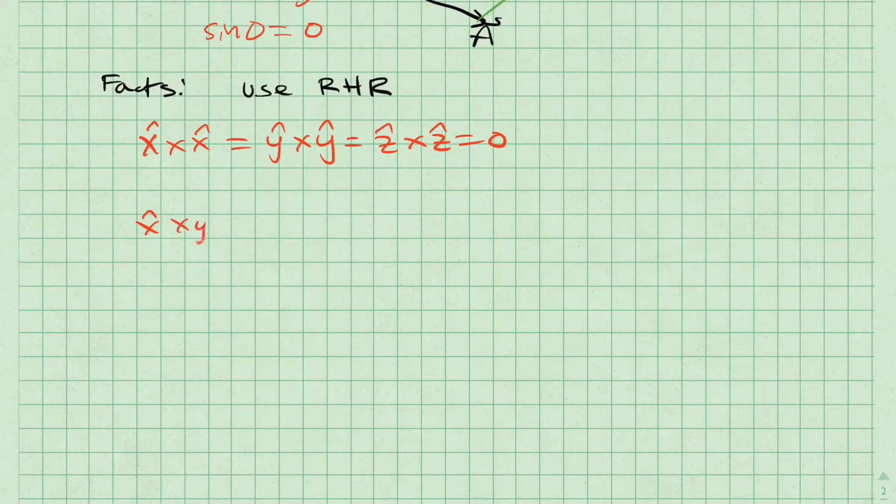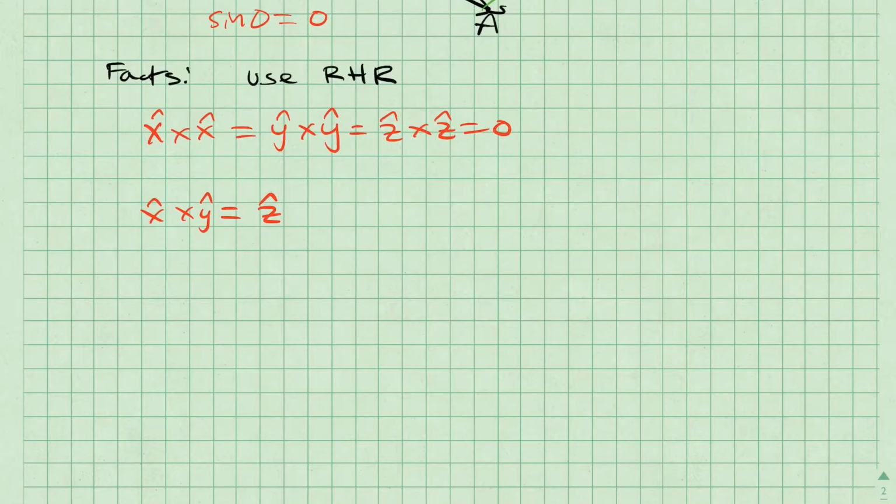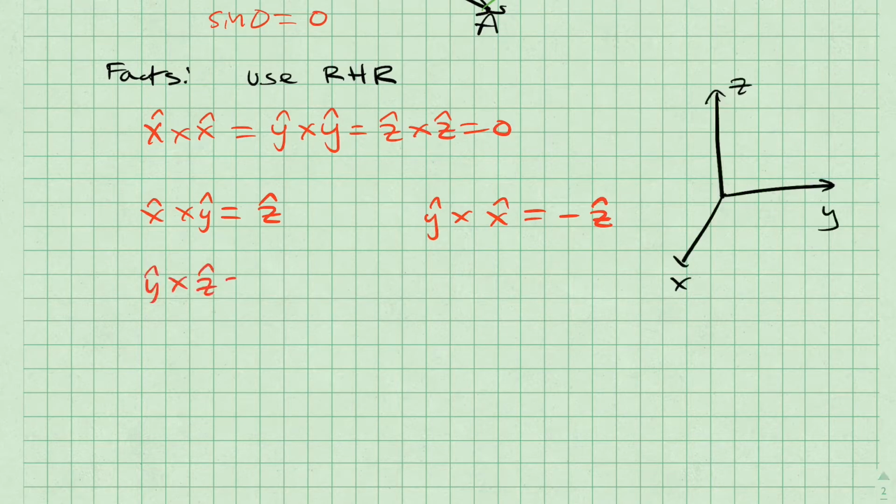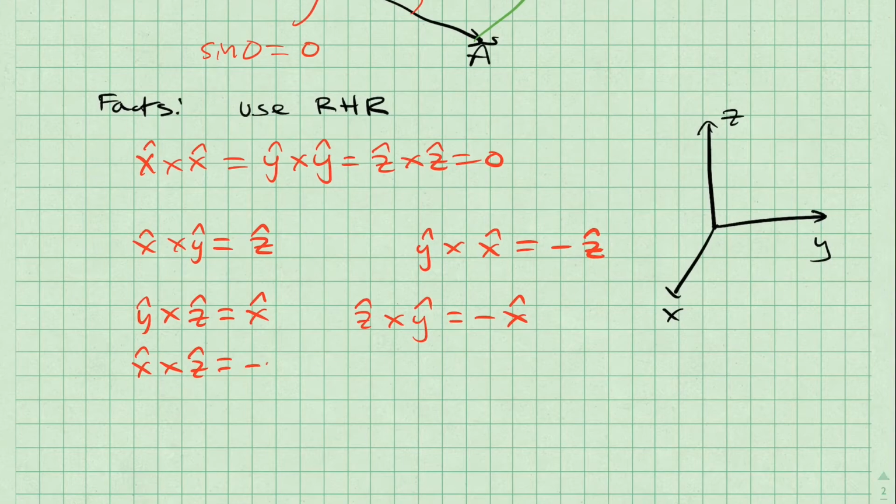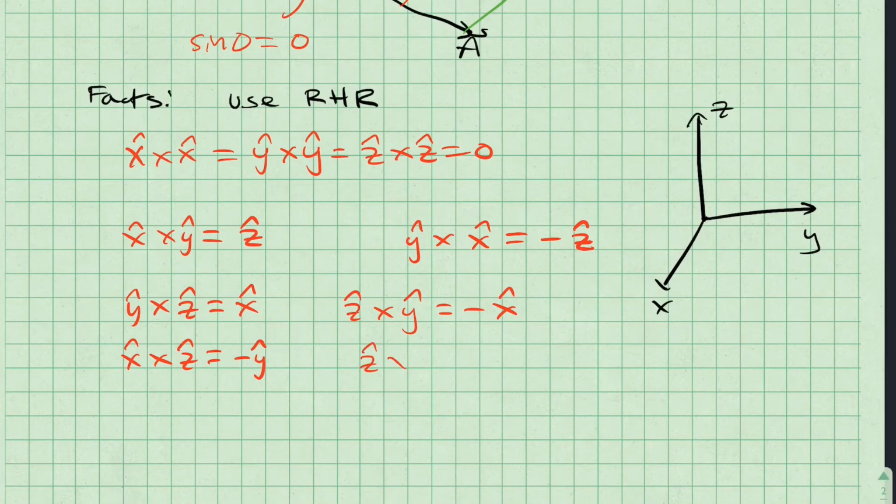Using the right-hand rule and the Cartesian coordinate system, we can develop the rest of the cross product options. Y hat cross z hat is x hat, z hat cross y hat is negative x hat, x hat cross z hat is negative y hat, and z hat cross x hat is y hat. This can also be extended to other coordinate systems, but that's not the topic of this video.